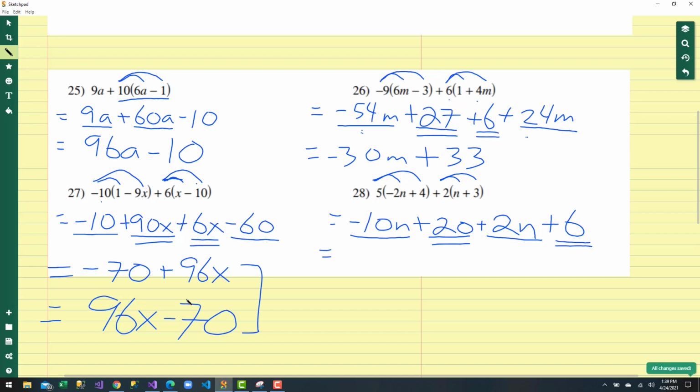All right, let's look at n's. We have negative 10 here, and we have a positive 2. That looks like that's going to be a negative 8n. All right, and a positive 20 and a positive 6, that becomes a positive 26. All right, and the final answer is negative 8n plus 26.